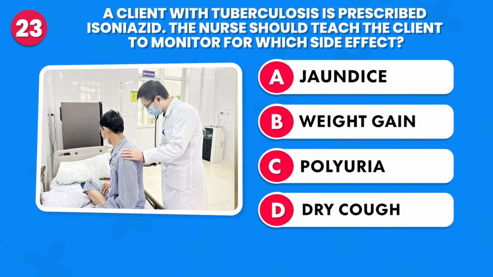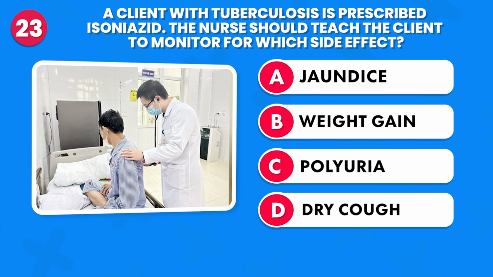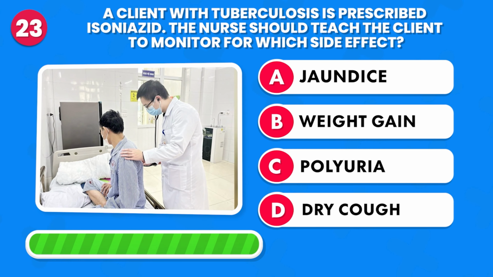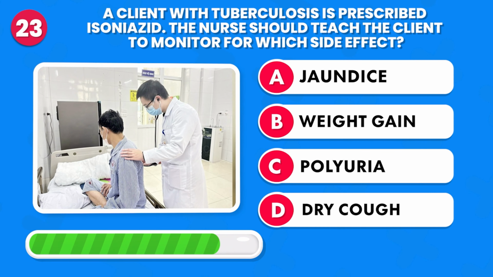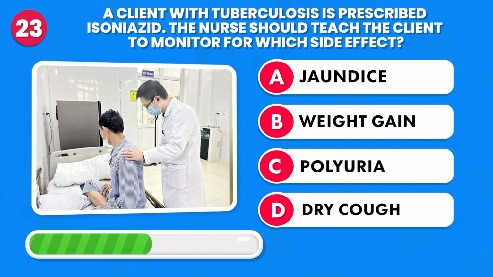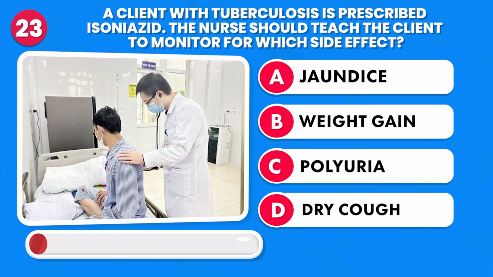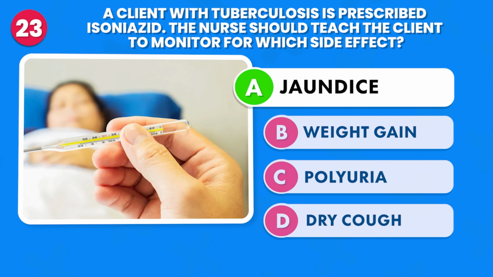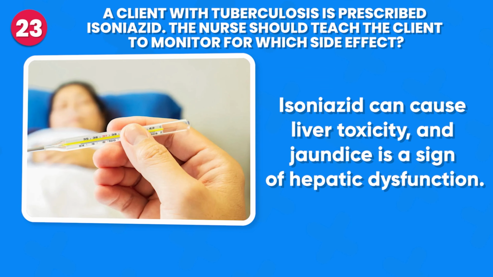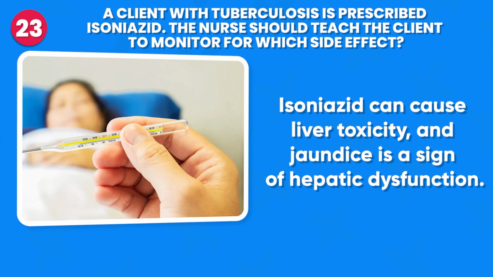A client with tuberculosis is prescribed isoniazid. The nurse should teach the client to monitor for which side effects? A. Jaundice. B. Weight gain. C. Polyuria. D. Dry cough. It's A. Jaundice. Isoniazid can cause liver toxicity, and jaundice is a sign of hepatic dysfunction.